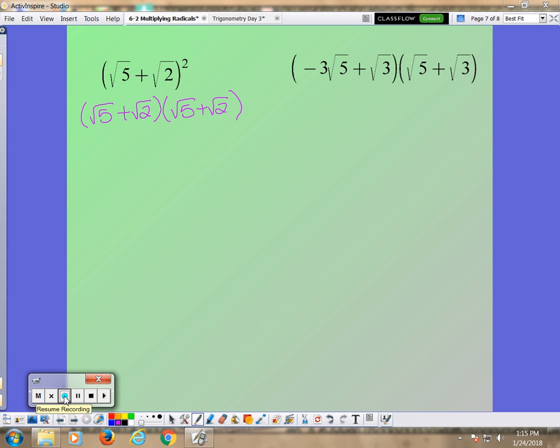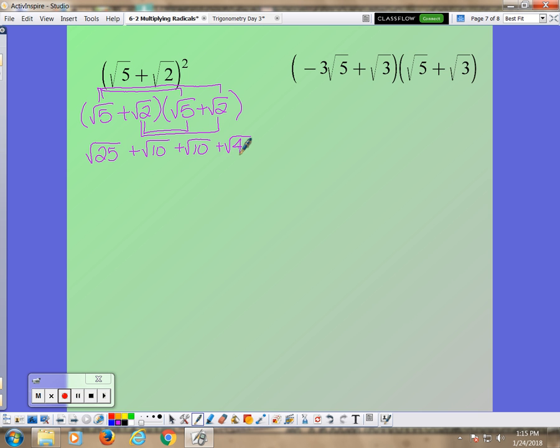All right, so now we're going to take the first term to the first term. So the square root of 5 times the square root of 5 is the square root of 15. I'm going to take the square root of 5 and do the last term over there, and so that's the square root of 5 times the square root of 2, or the square root of 10. I'm now going to take the square root of 2 times the square root of 5 and get the square root of 10. And I'm going to take the square root of 2 times the square root of 2, and I'm going to get the square root of 4.